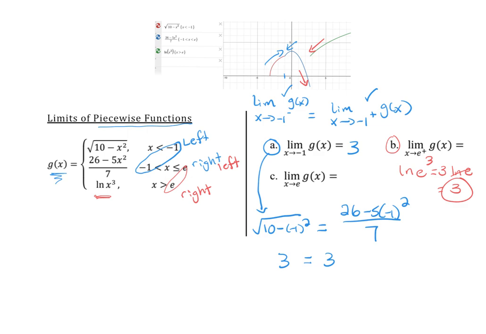And now the last example. So what is the limit as you approach e? Well, if you look back at the graph, you can see that from the left and from the right, there's that jump. They're not approaching the same value. So this will be does not exist. And then if you don't have the graph, all you're doing is you are showing that 26 minus 5 times e squared over 7 does not equal ln of e to the third. So because the left does not equal the right, the limit does not exist.